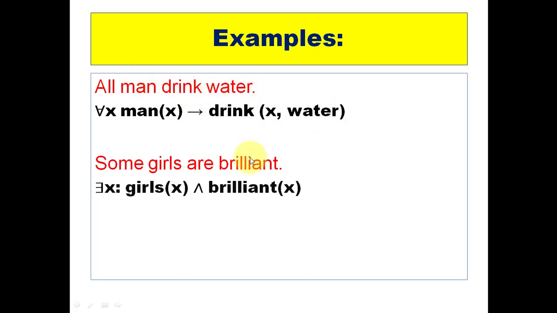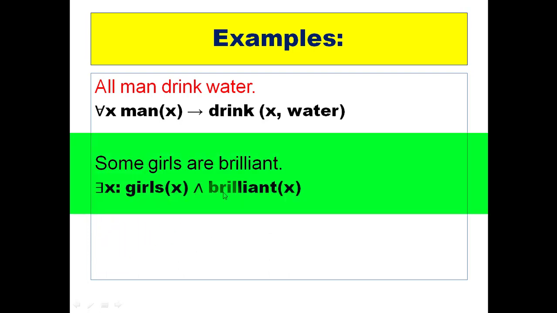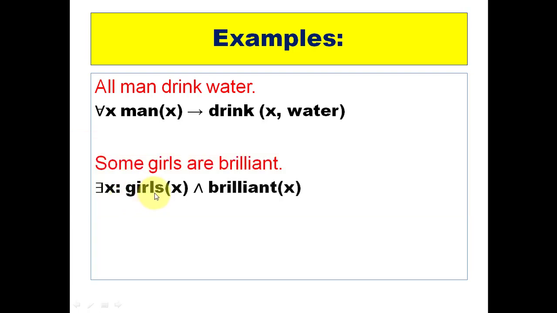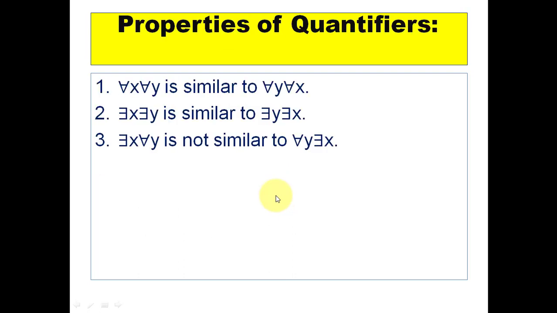Now another example, suppose some girls are brilliant. Okay, so I'm not talking about all girls. I'm talking about only some girls. So we'll use the existential quantifier here. So there exists X, girls X, conjunction, brilliant X. Okay, so again I'm repeating, there exists X, girls X, conjunction, brilliant X. Got it?